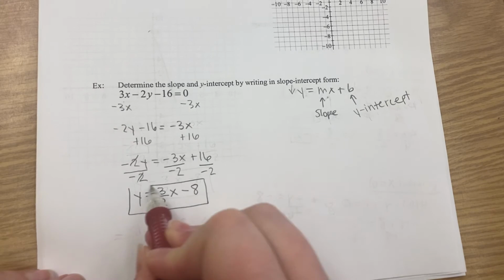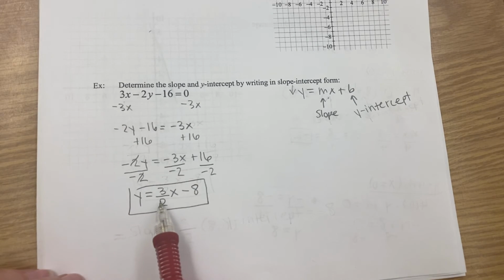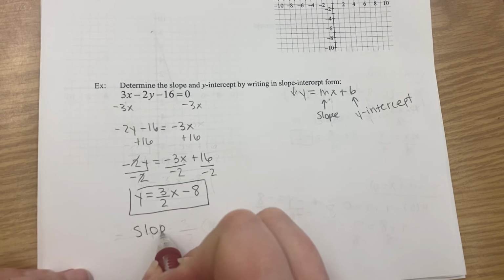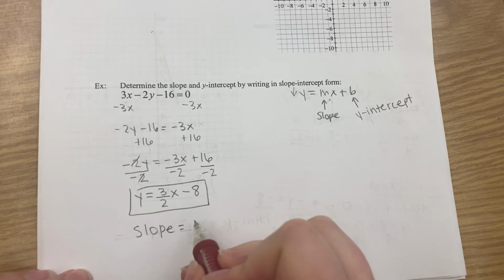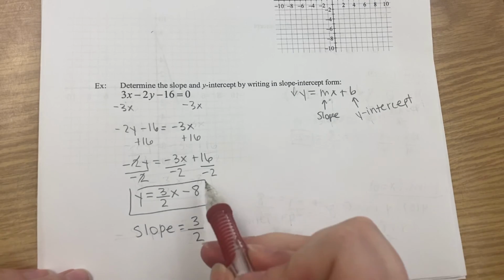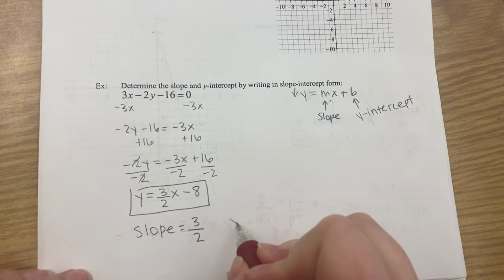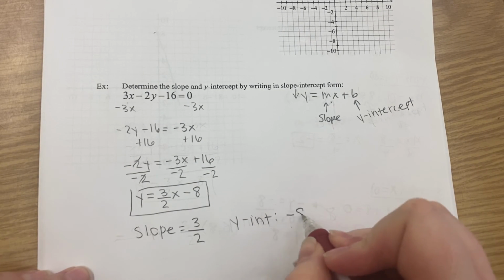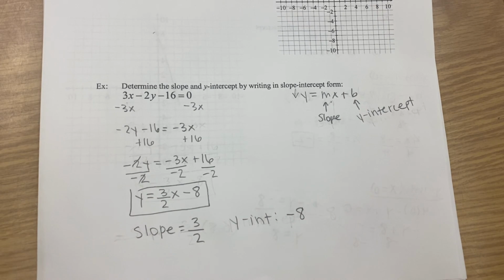So now we have this in the form y equals mx plus b. And we know that our m is our slope. So we can look at this. Here our m value is 3 over 2. So our slope is 3 over 2. And our intercept is right here. So our y-intercept is at negative 8. And that's it for that question.